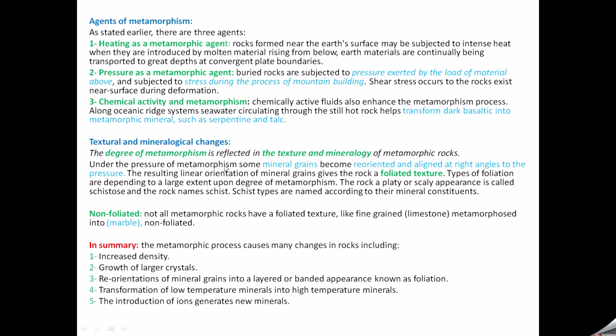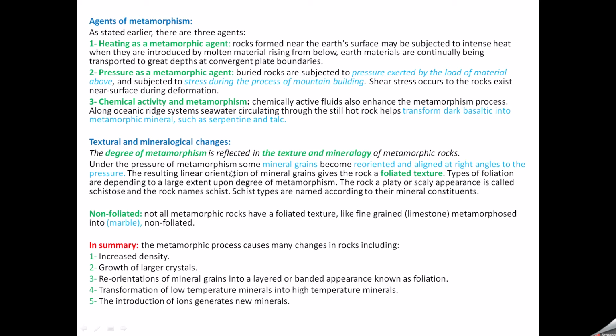Textural and mineralogical changes. Here, the degree of metamorphism is reflected in the texture and mineralogy of a metamorphic rock. So as the grade of metamorphism changes, we get different textures and different mineralogical compositions. What happens?